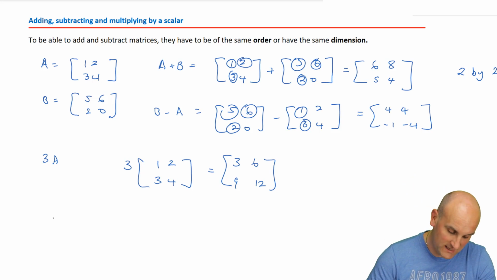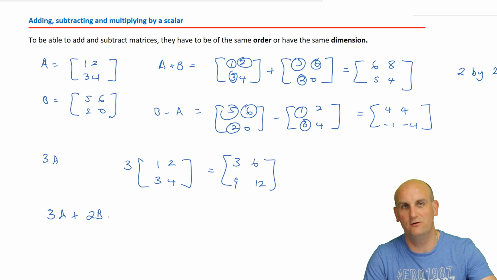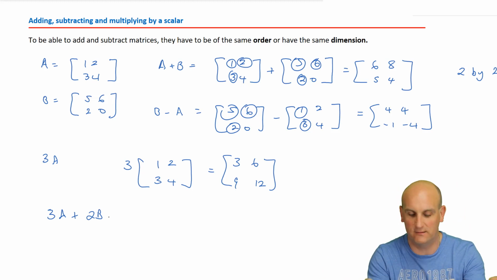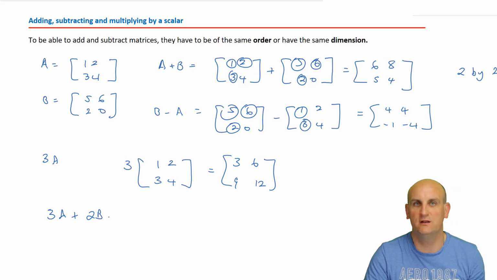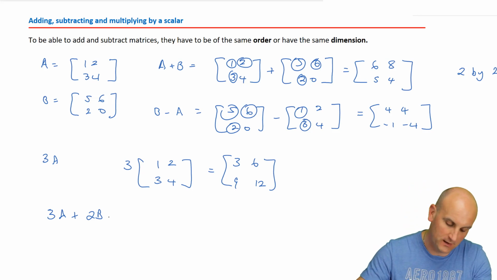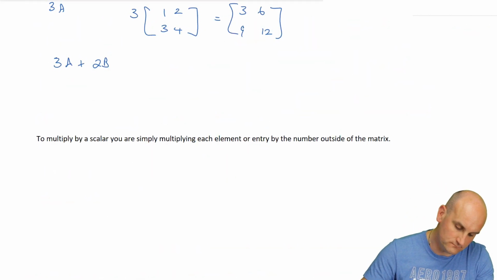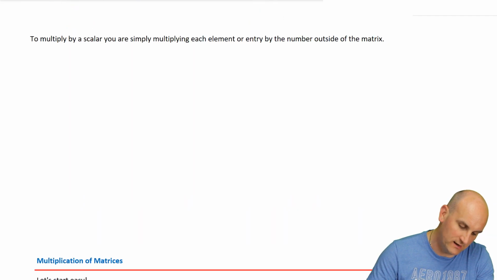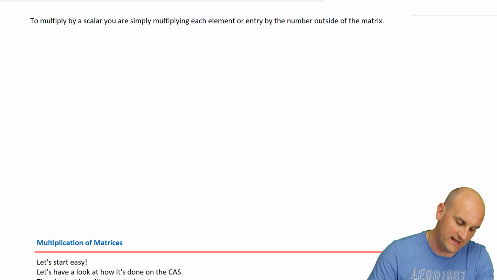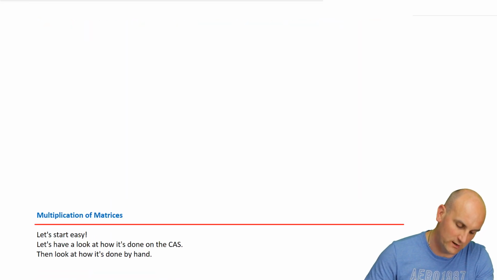We can piggyback these together by saying 3A plus 2B, so I can do 3 lots of A plus 2 lots of B and add them all together. It doesn't get any more complicated than that. We can have fractions outside of these as scalars. It goes on. Now, to multiply by a scalar, you're simply multiplying each element or entry by the number outside the matrix. Yes, I've done that. Thank you very much. I left some space for some more working up, but don't need it.